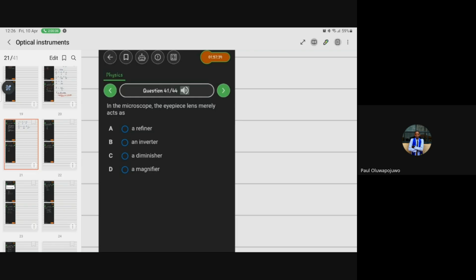In a simple microscope, what happens? It has just one lens, isn't it? It has just one lens. But when you bring in two lenses, what happens is we get a better result, right? That is why we even think about getting the second lens, which is your eyepiece lens.